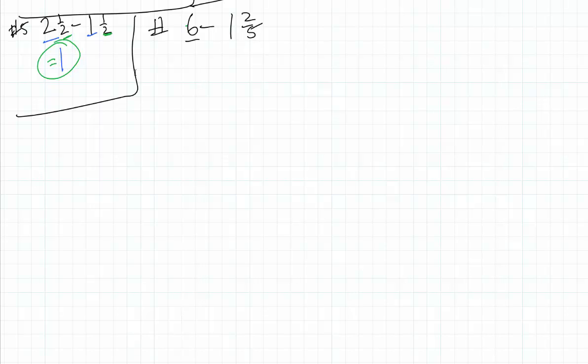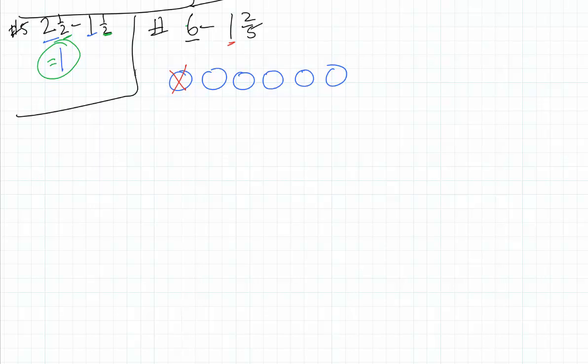If we start off with 6, that's what it's saying. We start off with 6. 1, 2, 3, 4, 5, 6. We're going to take 1 2/5 away. So let's take 1 away right now. Here's 1. Okay, so we took 1 away. That's the 1 whole.